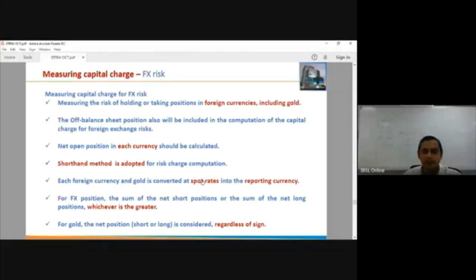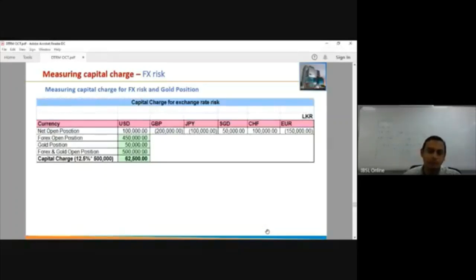Again, I will explain with the example. For FX position, take the sum of net short positions or the sum of net long positions, whichever is greater, but you can ignore the sign. So we'll check an example, then it will be more clear. Now this is your net open position.